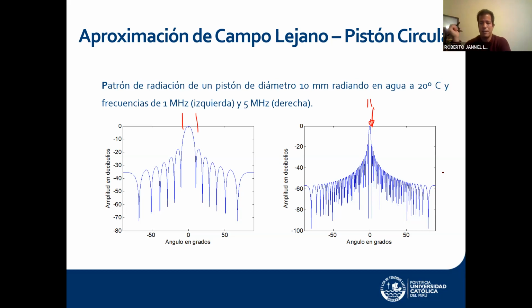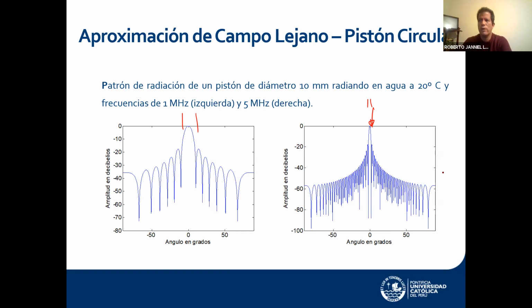And that could be a very nice point to finish this lecture. Everybody can go home happy, right? Thinking like, well, today I learned something, right? In practice, what we want is transducers to be super big so I can have a very, very narrow main lobe, right? A very tight ultrasound beam.